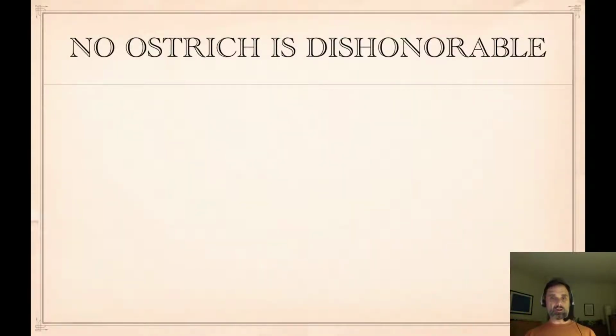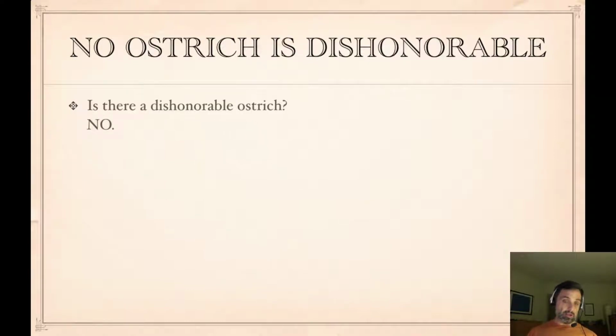So what about no ostrich is dishonorable? Well, we could think of that as saying, is there a dishonorable ostrich? Answer, no. So negation of there is a dishonorable ostrich. And what would it mean to say there is a dishonorable ostrich? Well, some ostrich is dishonorable. So some gives us existential and conjunction. The noun phrase in the determiner phrase is ostrich, so one of our conjuncts will be OX. Our other conjunct will be is dishonorable, so not HX.